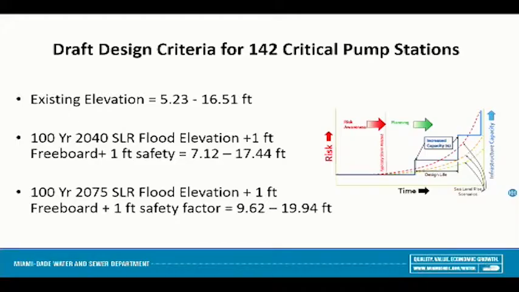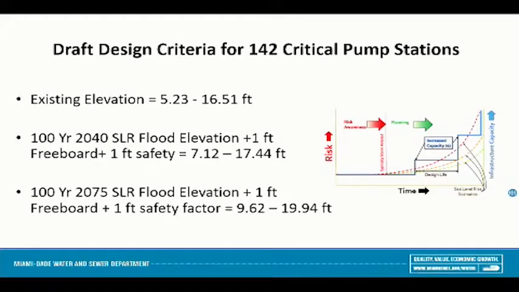Then we look at 2 scenarios, 2040 and 2075. For 2040, the stations would be required to be elevated anywhere from 7 to 17 feet. For a 2075 scenario, anywhere from 9 to 19.